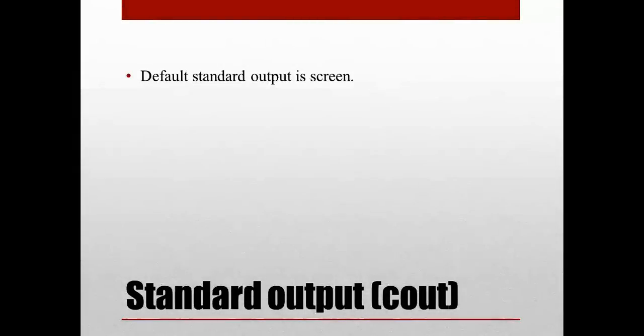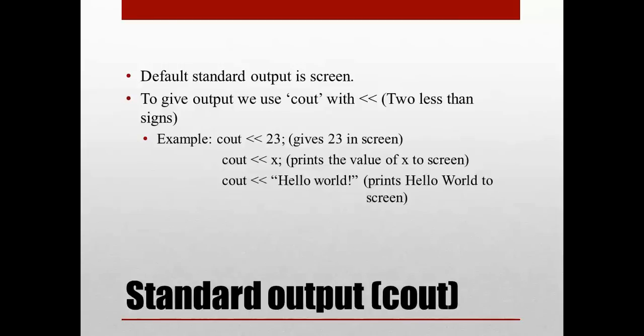It's given by the command cout. By default C++ is designed to give the output on the screen. In C++ we use cout, C-O-U-T, with two less than signs to give the output. For example, you can say cout << 23; that gives 23 on the screen. If we say cout << x, then it's going to print the value that is stored inside x onto the screen. And if I say cout << "hello world" in inverted commas, then it's going to print hello world to the screen. We saw that in our first video.